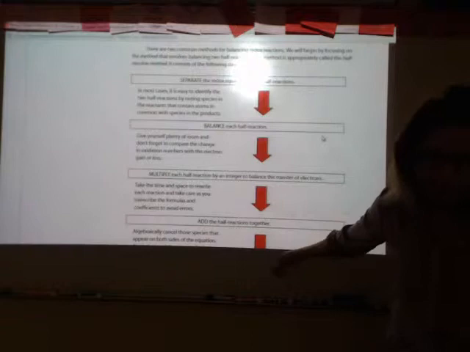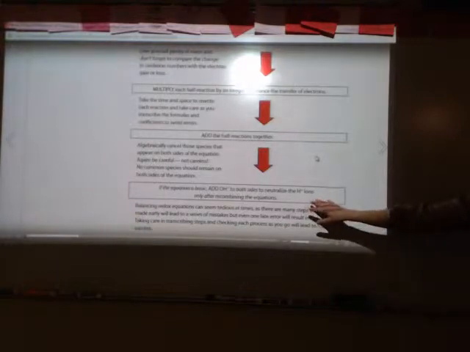And then if the equation is basic, you add the hydroxide ions to both sides to neutralize the hydrogen ions after recombining the equations. Okay, I am going to take a look at the practice problems given on the next page, and they are in acidic solution. So we are going right here. And this is all we are doing today. Okay, this is it.